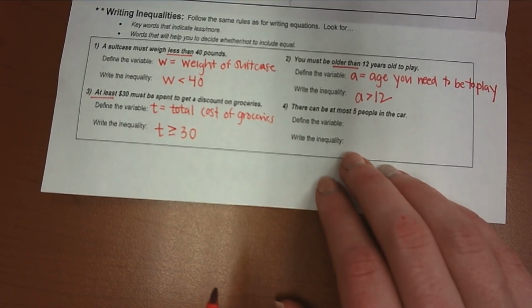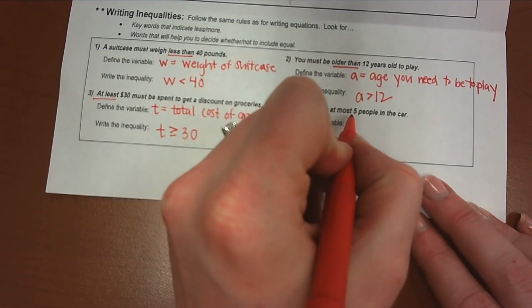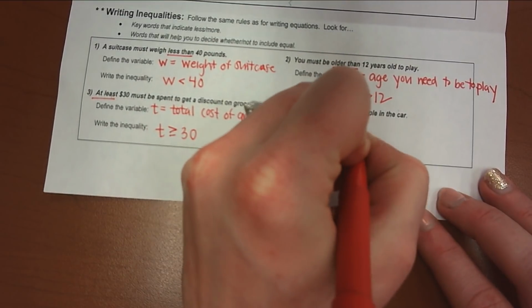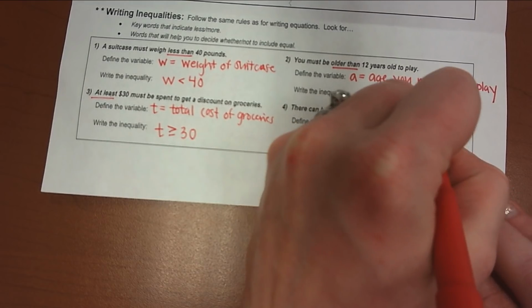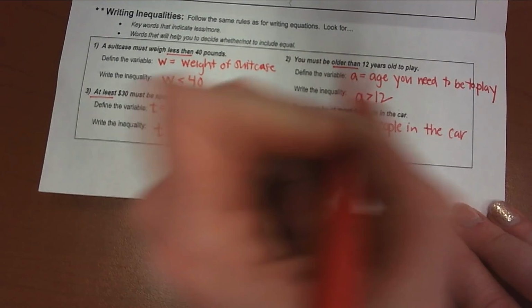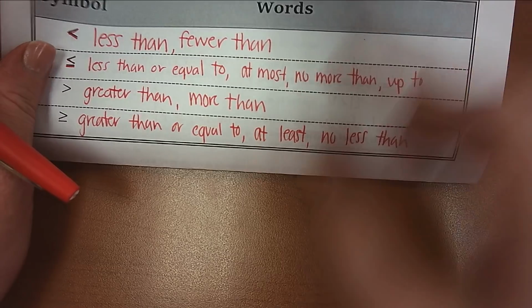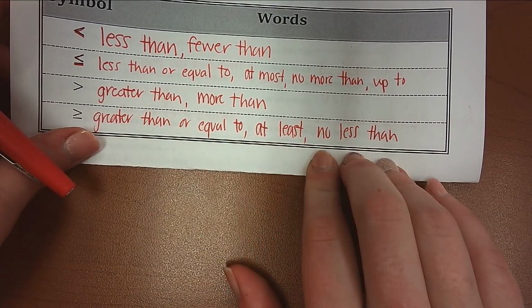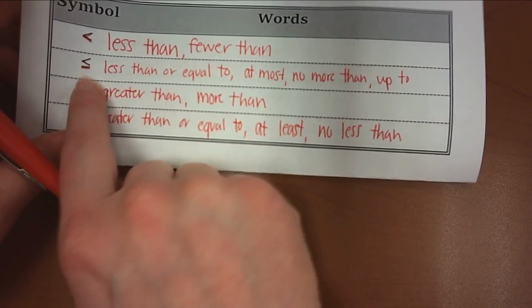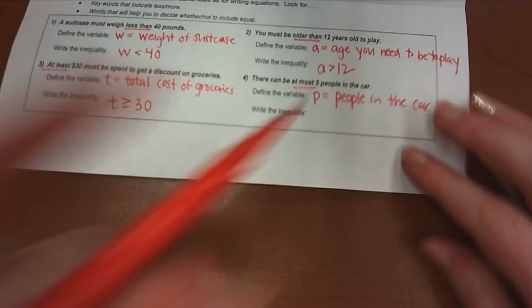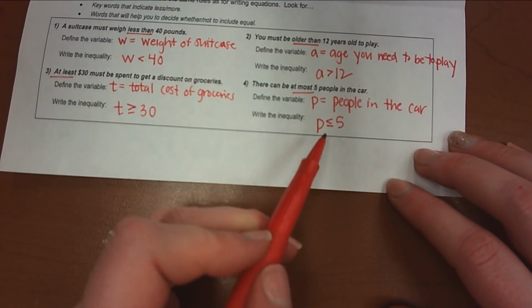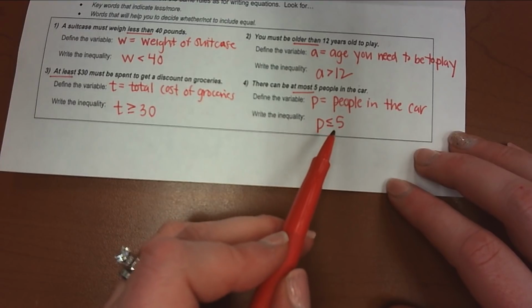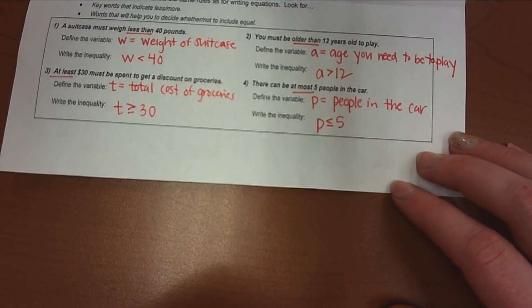And then this last one, there can be at most 5 people in a car. Well, P is equal to people in the car. And at most, if we go back and look, at most was up here in the less than or equal to symbol. So P is less than or equal to 5. The number of people has to be smaller than or equal to 5 in order to follow the rules of that car.